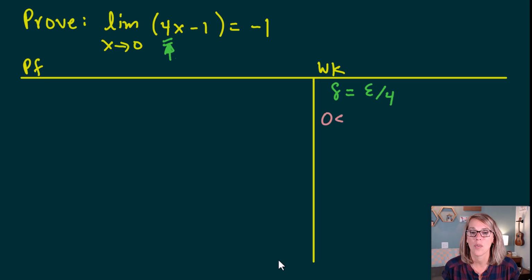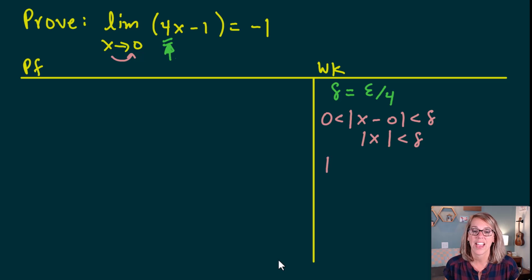So I've got 0 less than absolute value of x minus c. X is approaching 0, so c is equal to 0. And that is less than delta. I can actually clean that guy all the way up to just absolute value x is less than delta.